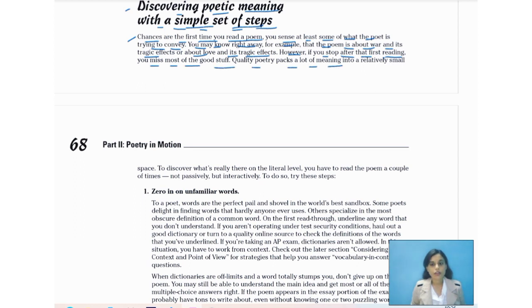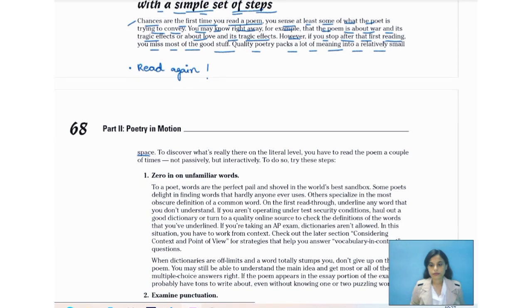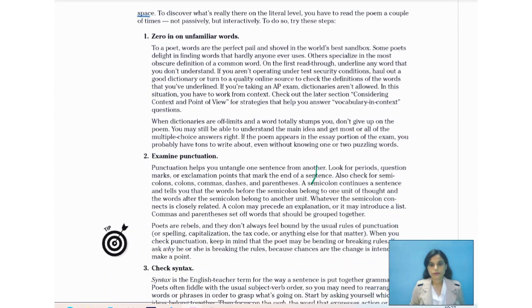Quality poetry packs a lot of meaning into a relatively small space. So here they are talking about reading the text most of the times. So the first thing that we should be considering is to read again and again. Okay, read again. Do not stop after the first reading. To discover what's really there on the literal level, you have to read the poem a couple of times.